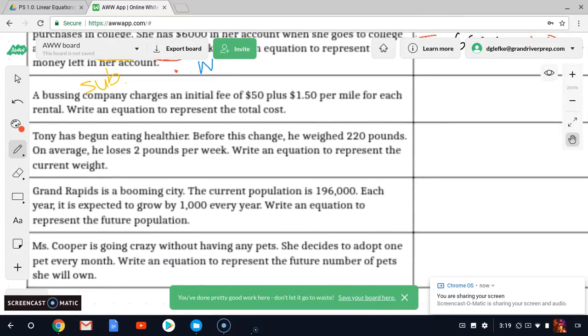So we're going to go ahead and scroll down. So the next example says a busing company charges an initial $50 plus $150 per mile for each rental. Write an equation to represent the cost. This one is actually pretty similar. So I want you guys to do this by yourselves. I will pause. I recommend that you pause the video and I will write the equation in a couple seconds.